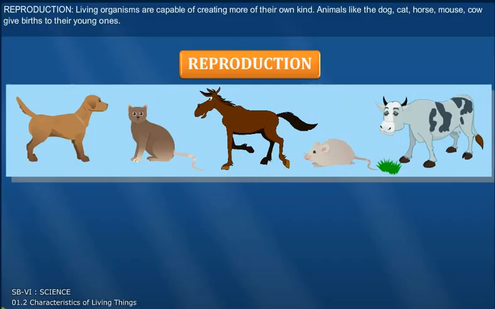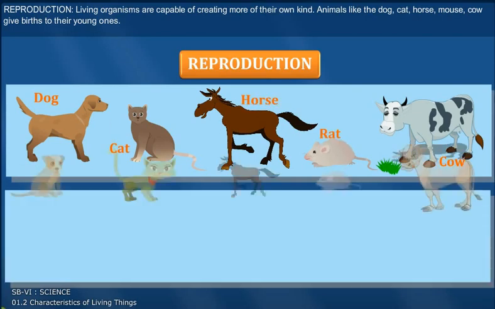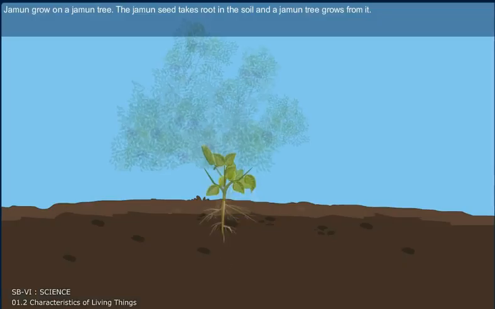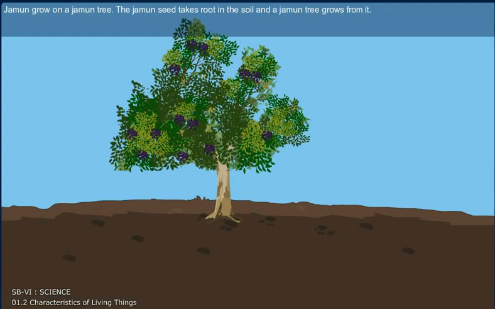Reproduction. Living organisms are capable of creating more of their own kind. Animals like the dog, cat, horse, mouse, and cow give birth to their young ones. Jamun grow on a jamun tree. The jamun seed takes root in the soil and a jamun tree grows from it.